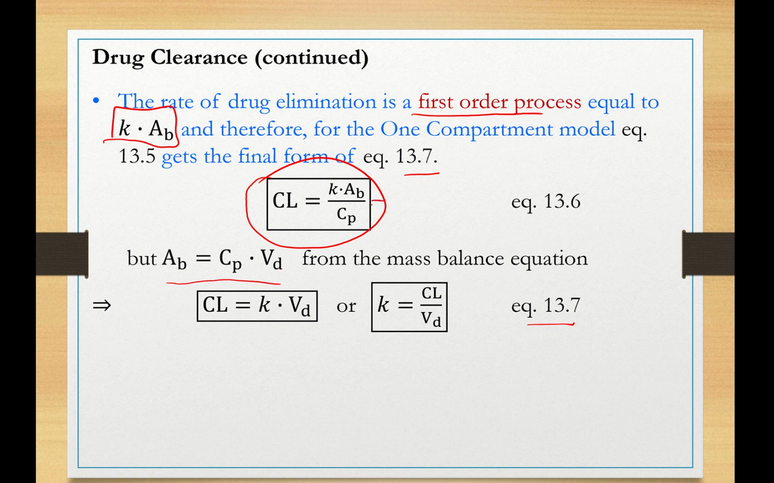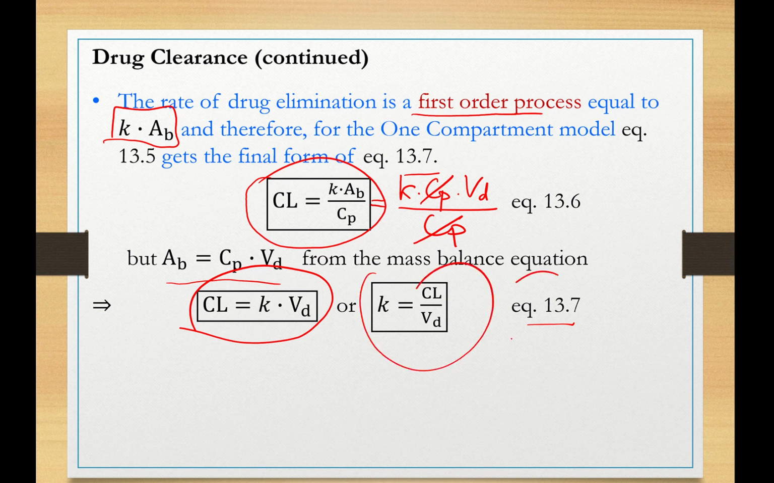So that would be K times CP times VD over CP, and therefore the clearance is equal to K times VD, or the first order rate elimination constant is clearance over VD. That's a very useful equation. Very, very useful.